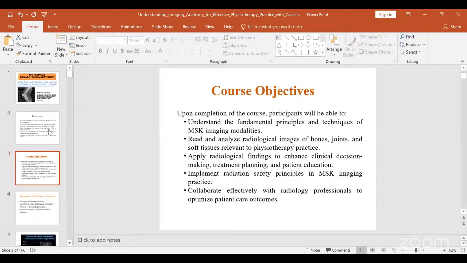So it will be open for discussion for us to share more points on that, then collaborate effectively with the delivery professionals to optimize patient care outcomes. I hope I've been heard.